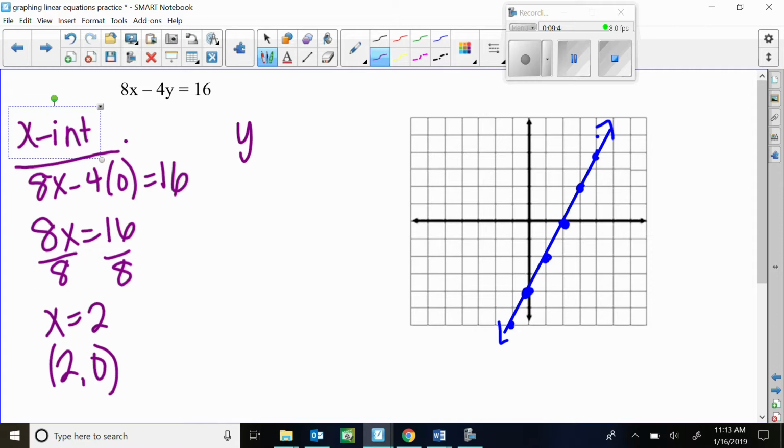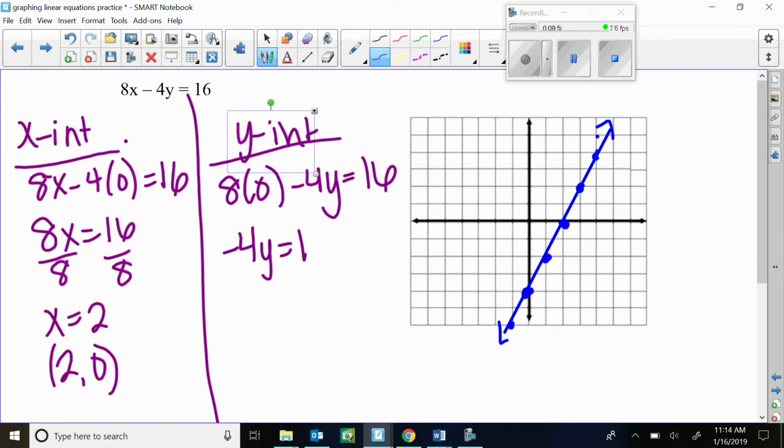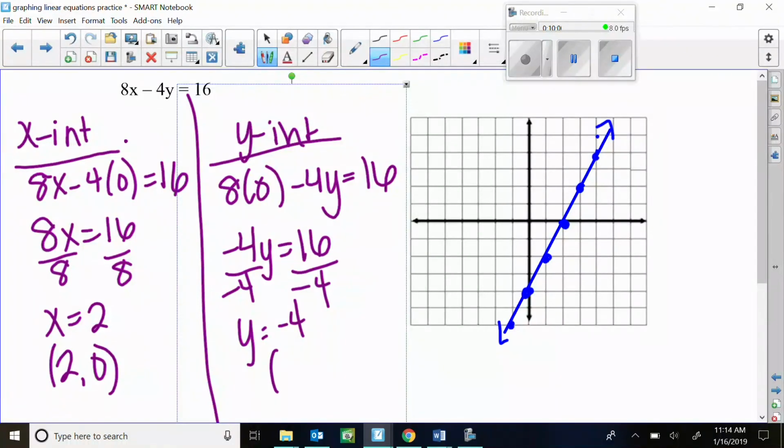And for my y-intercept, let me just draw a line right there. I'm going to have 8 times 0 minus 4y equals 16. Negative 4y equals 16. Divide both sides by negative 4. Y equals negative 4. So I have 0, negative 4. Now I just plot those 2 points. So 2, 0 is going to be right there. And 0, negative 4 is right there. Then I can just draw my line.